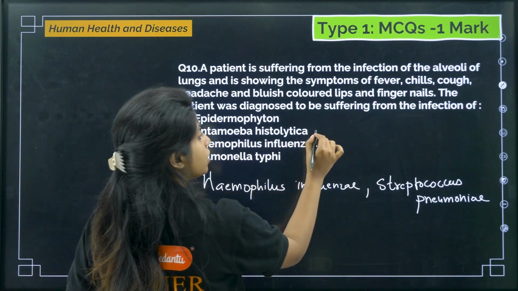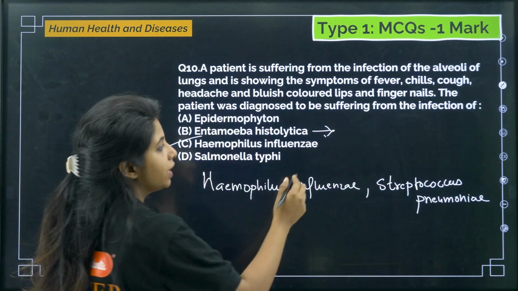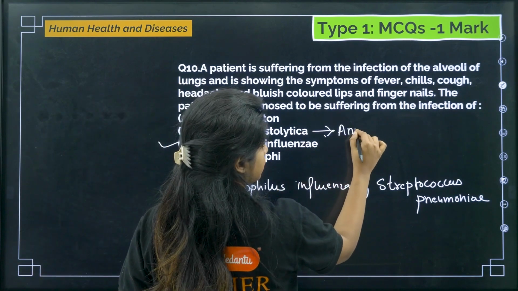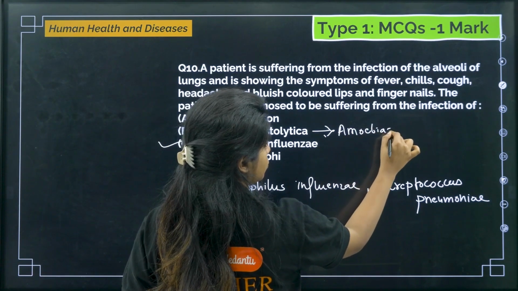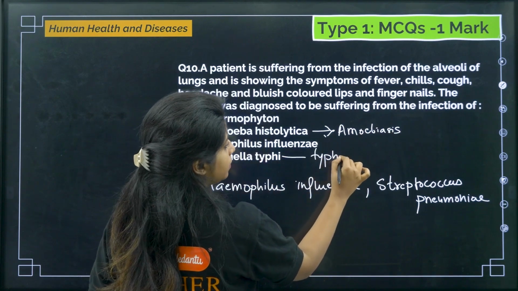Now Entamoeba histolytica, what does it spread? It causes entamoebiasis, or you call it amoebiasis. Okay, you call it amoebiasis or entamoebiasis. So over here, Salmonella typhi, I told you it causes typhoid.